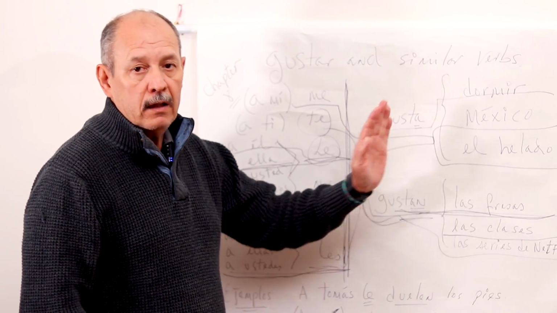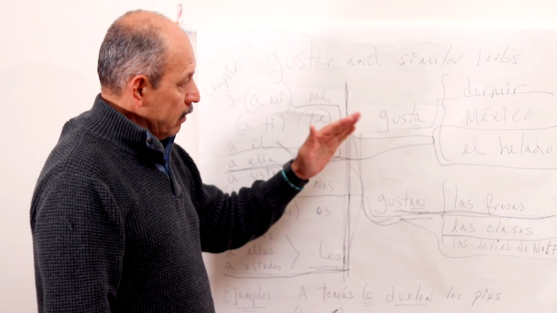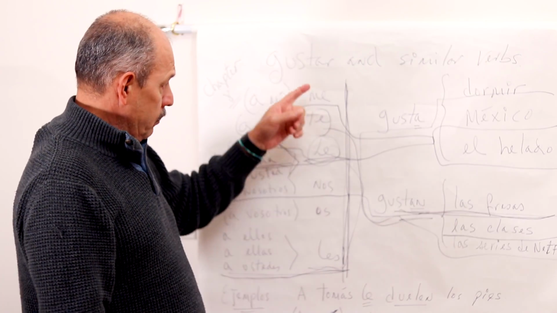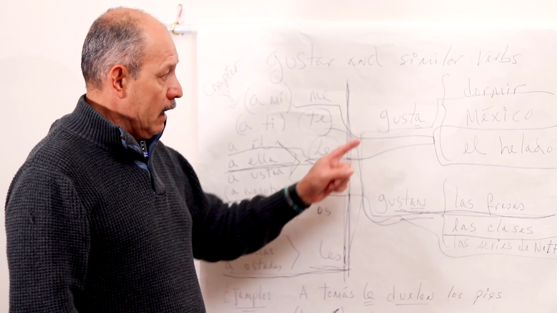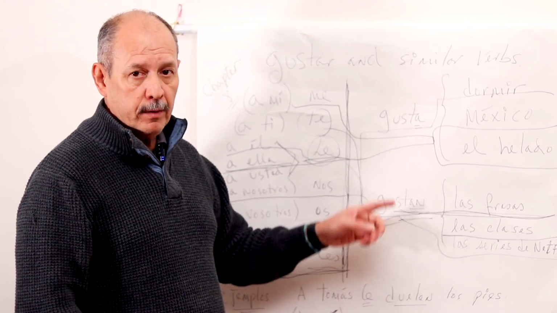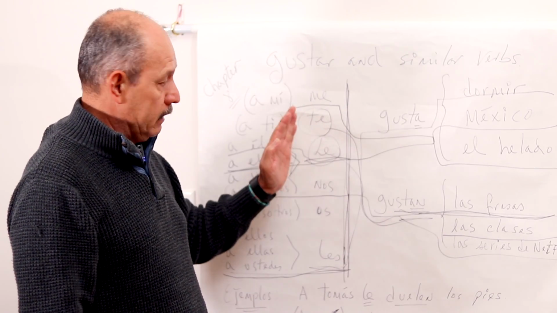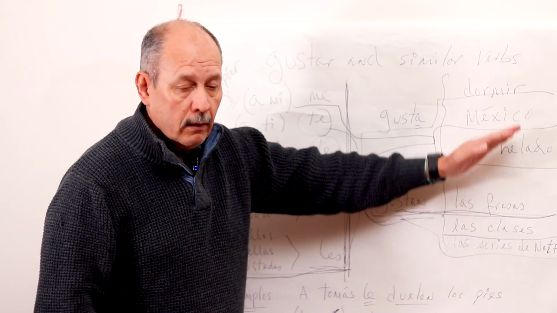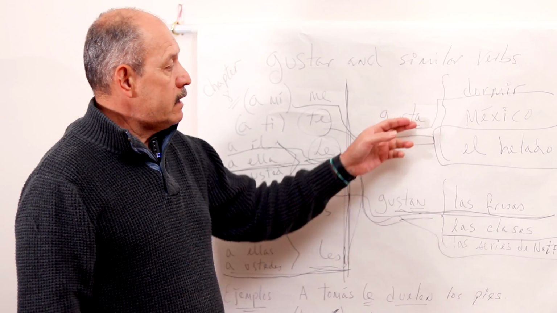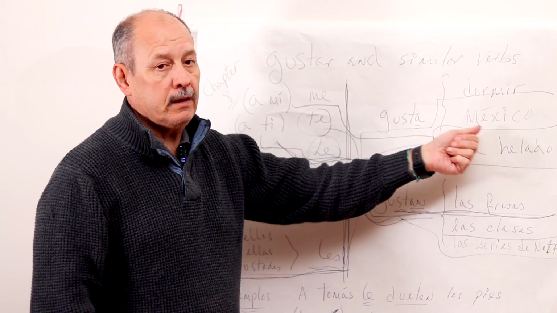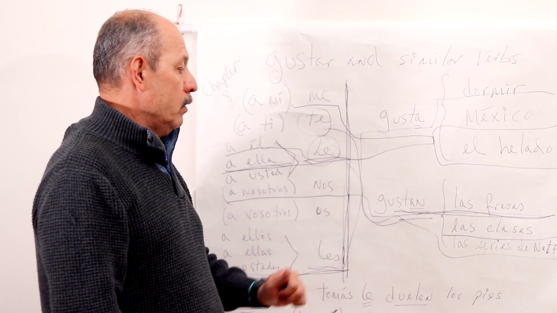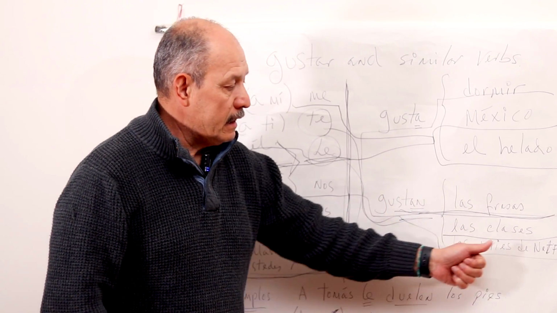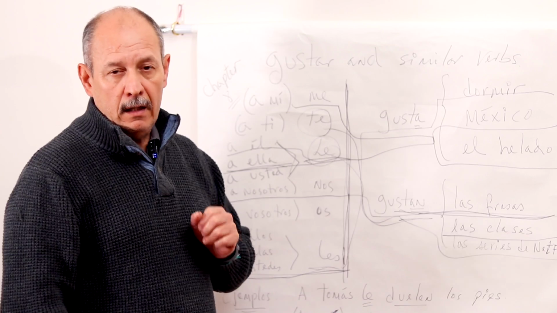They are not related with the verbo gustar, or either in the conjugation of gusta or gustan. Not at all. You can choose any indirect objects here and use any of those conjugations because those conjugations are not related with me, te, le, nos, os, or les. They are related with what is after the conjugation. In this case, gusta dormir, gusta México, gusta el helado, gustan las fresas, gustan las clases, gustan las series de televisión. I hope that this is clear.